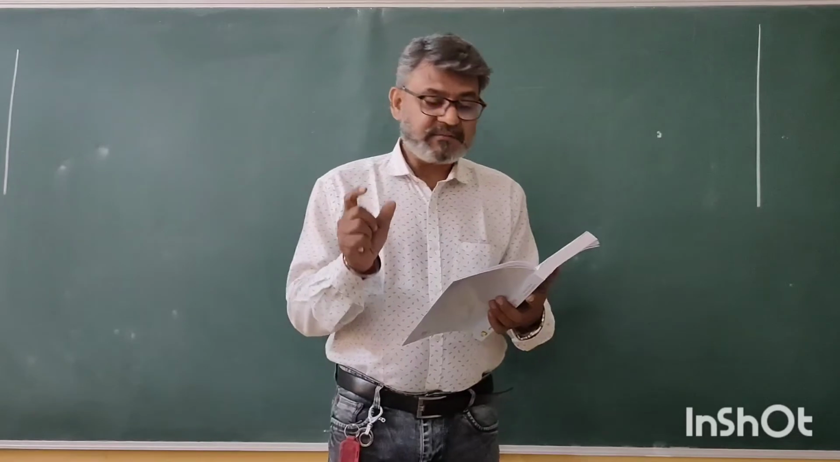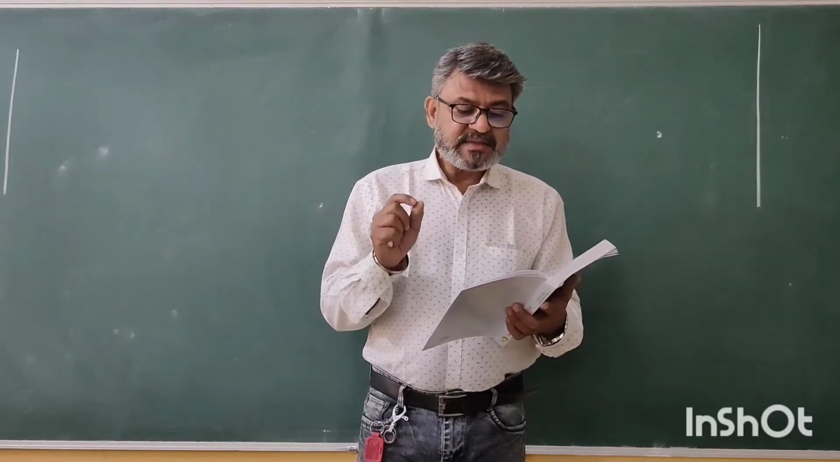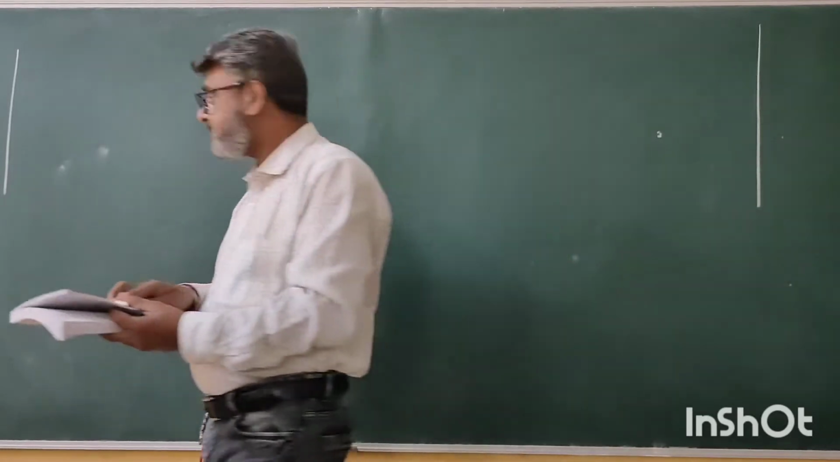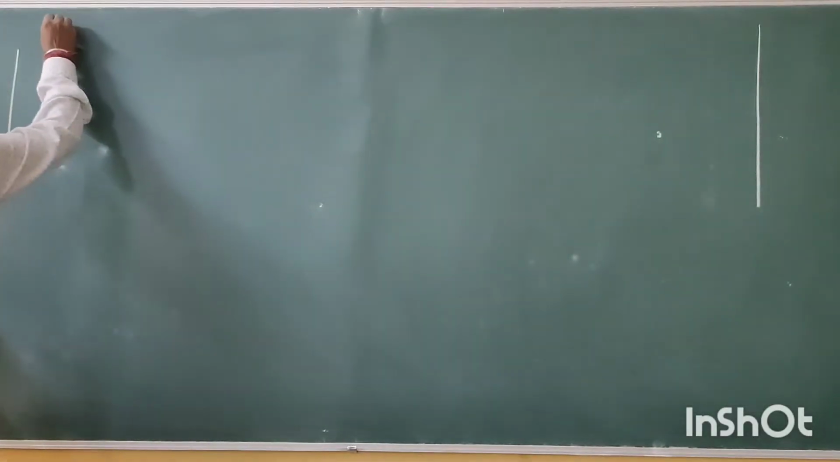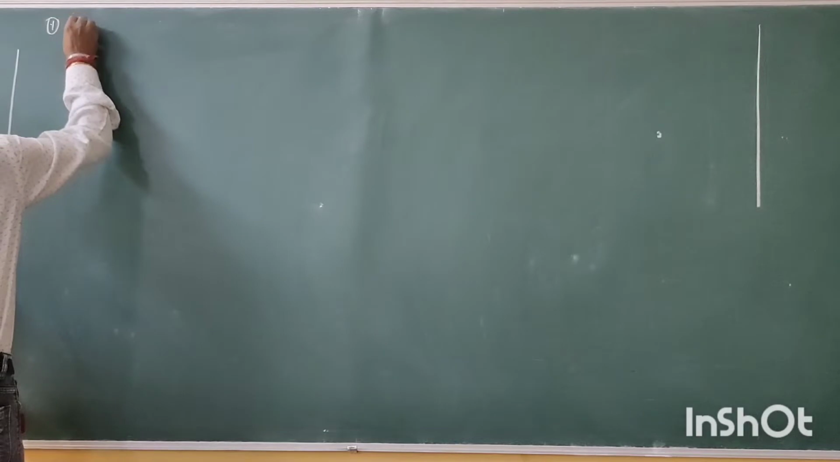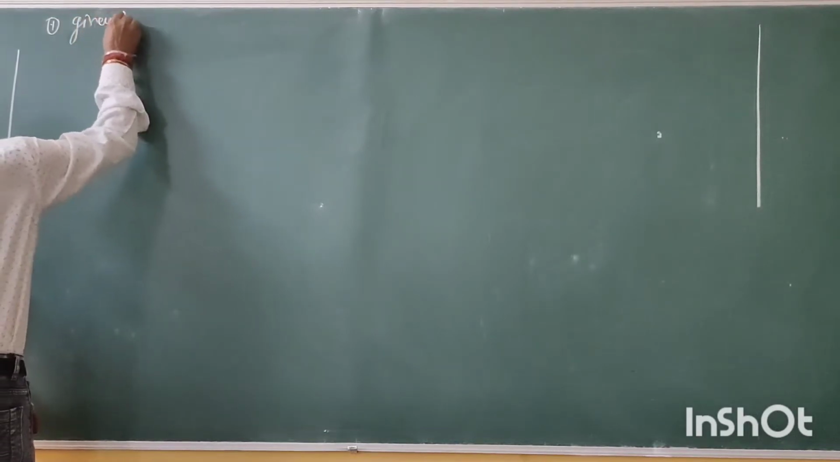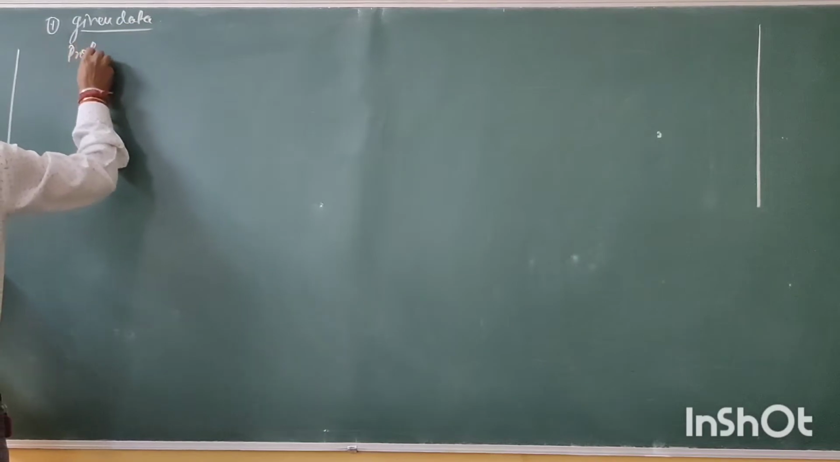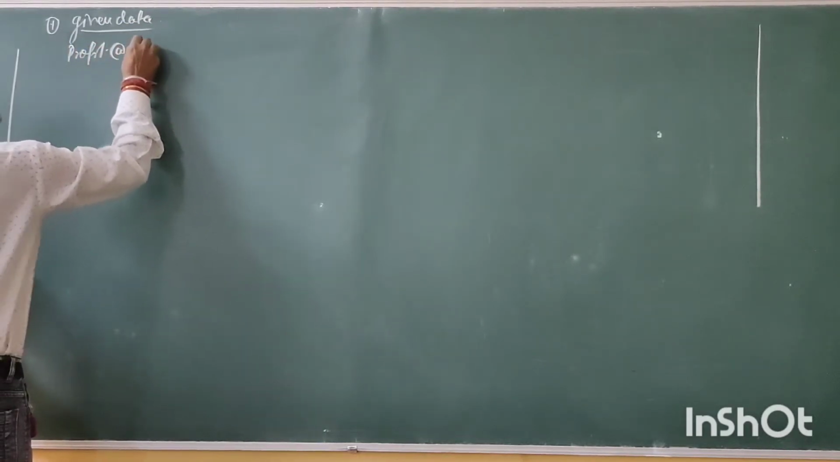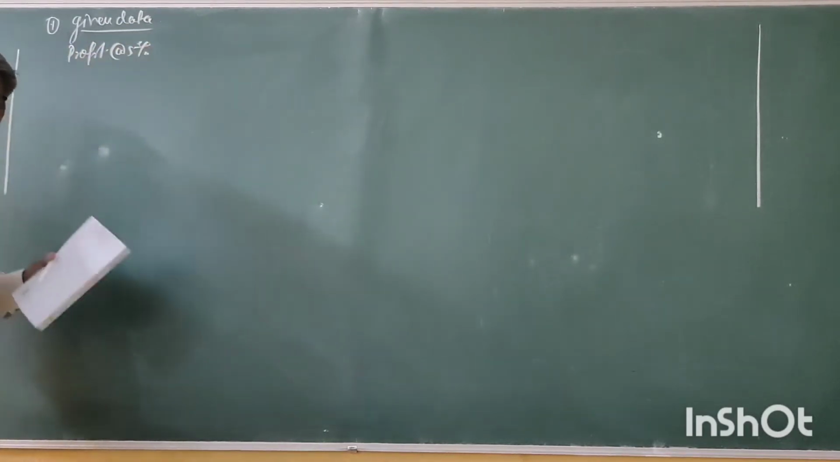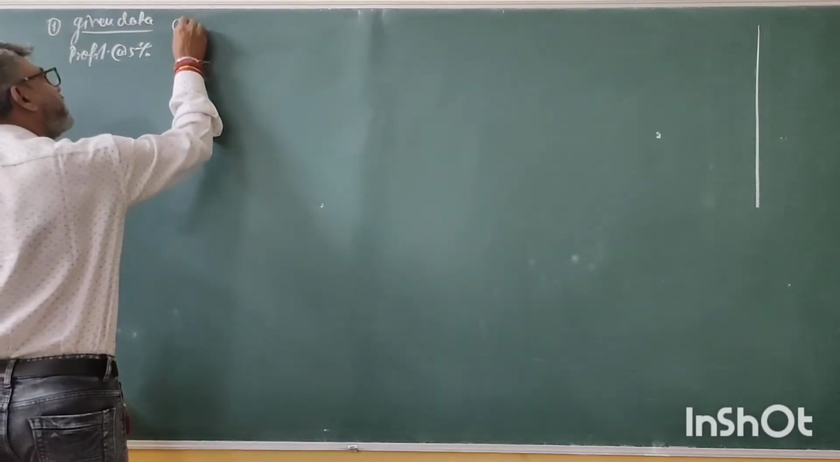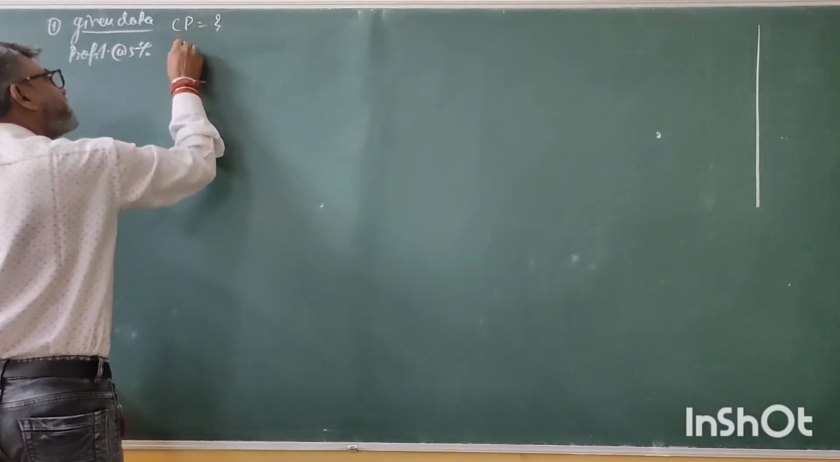First of all, what is the first sentence? Mohan sells a horse at 5% profit. Understand? As per given data, profit at the rate of 5%. Therefore, CP is not there, SP is not there.